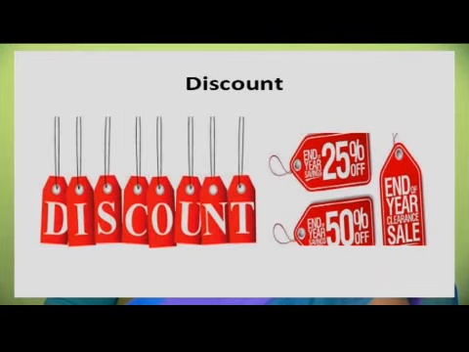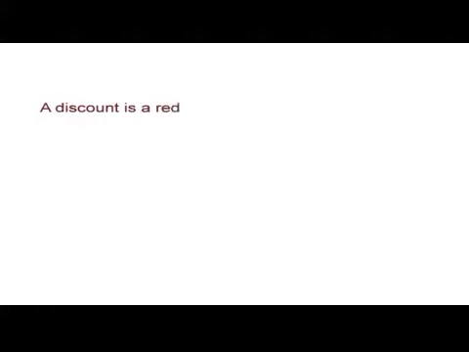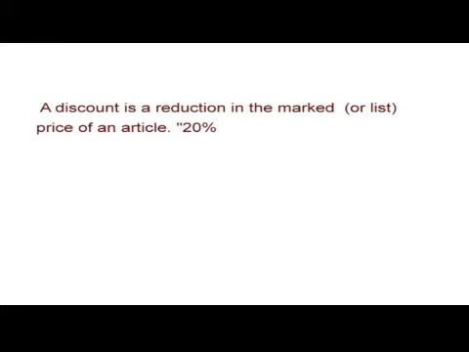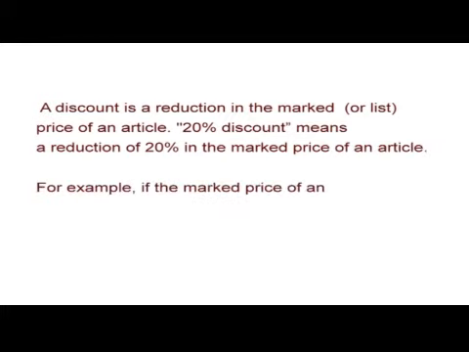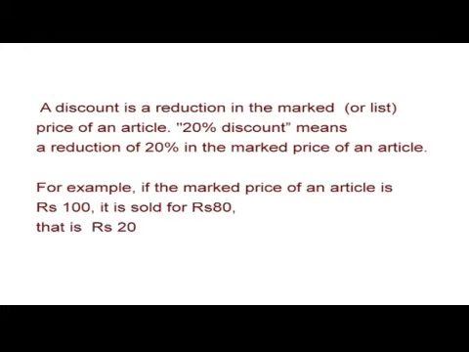Now, let us move on to the topic discount. You must have seen advertisements of the following types, especially during the festival season. A discount is a reduction in the marked or list price of an article. 20% of discount means a reduction of 20% in the market price of an article. For example, if the market price of an article is rupees 100, it is sold for rupees 80. That is, rupees 20 less than the market price.